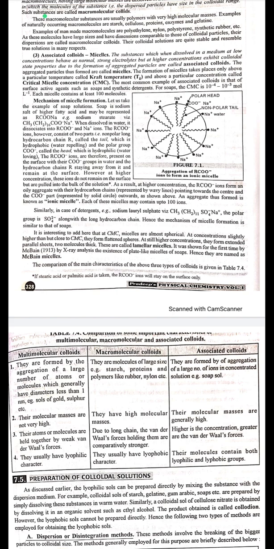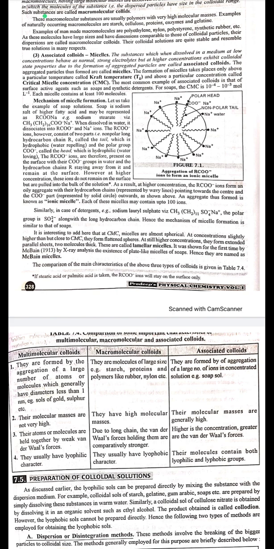When dissolved in water, it dissociates into RCOO⁻ and Na⁺ ions. The RCOO⁻ ion consists of two parts, that is, the non-polar long hydrocarbon chain R, called the tail, which is hydrophobic, and the polar group COO⁻, called the head, which is hydrophilic. The RCOO⁻ ions are therefore present on the surface with their COO⁻ groups in water, and the hydrocarbon chains staying away from it and remaining at the surface.